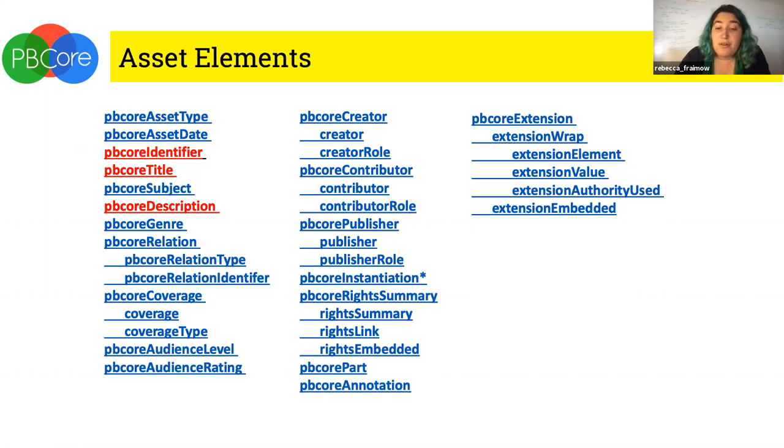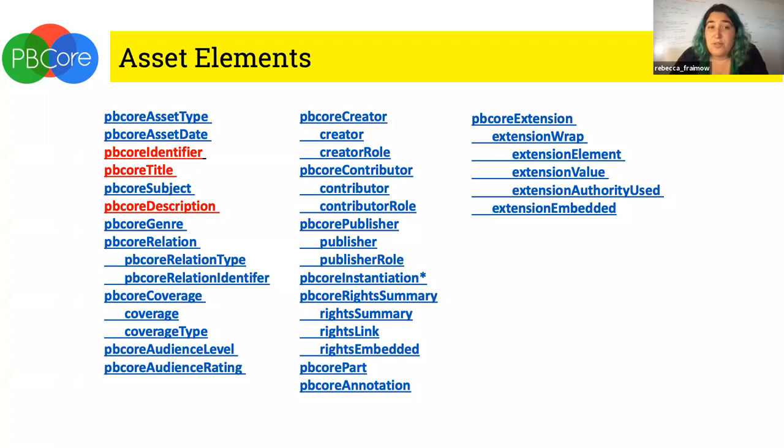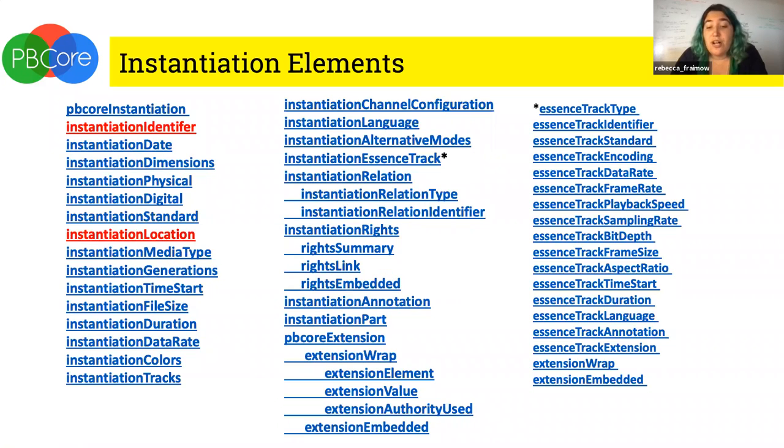Unlike Dublin Core, PBCore is also a multi-level standard. So in addition to these asset level elements, which describe content, PBCore also has a series of elements called instantiation elements that are intended to describe the technical carrier of the media. So things like a tape, a reel of film, an audiovisual file, you know, an MP4 file, a WAV file.